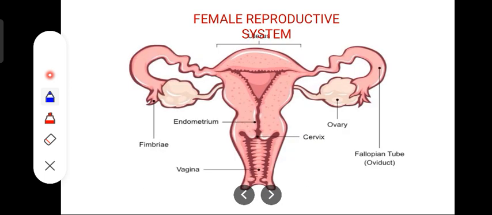So children, let us see the diagram. Here you can see this is the ovary. So there are two ovaries. They are present in the pelvic region. Below the abdominal region, the pelvic region is present. So they are present in the pelvic region on either side of the uterus. So this is the uterus, and on either side of the uterus two ovaries are located.